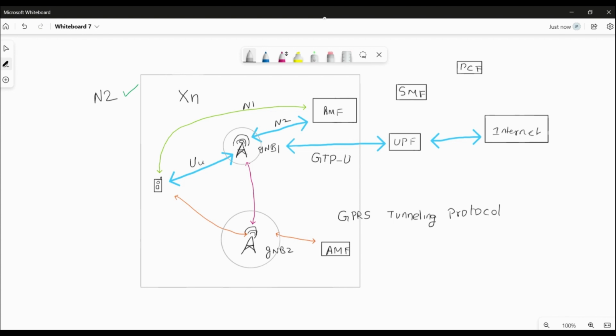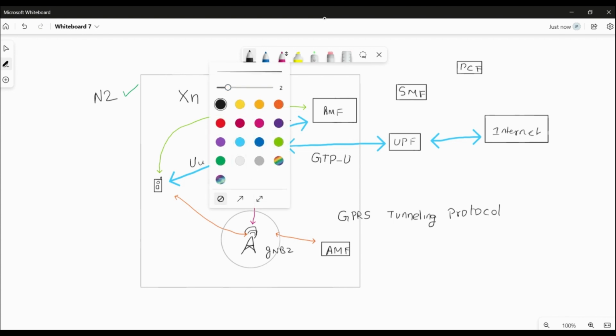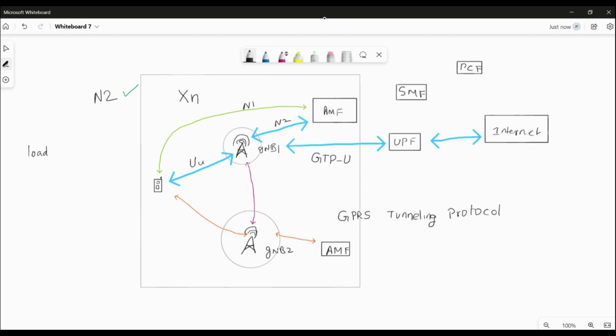Possible causes are load balancing or network requirements. Load balancing or the network requirements. In this way, the N2 handover procedure happens.